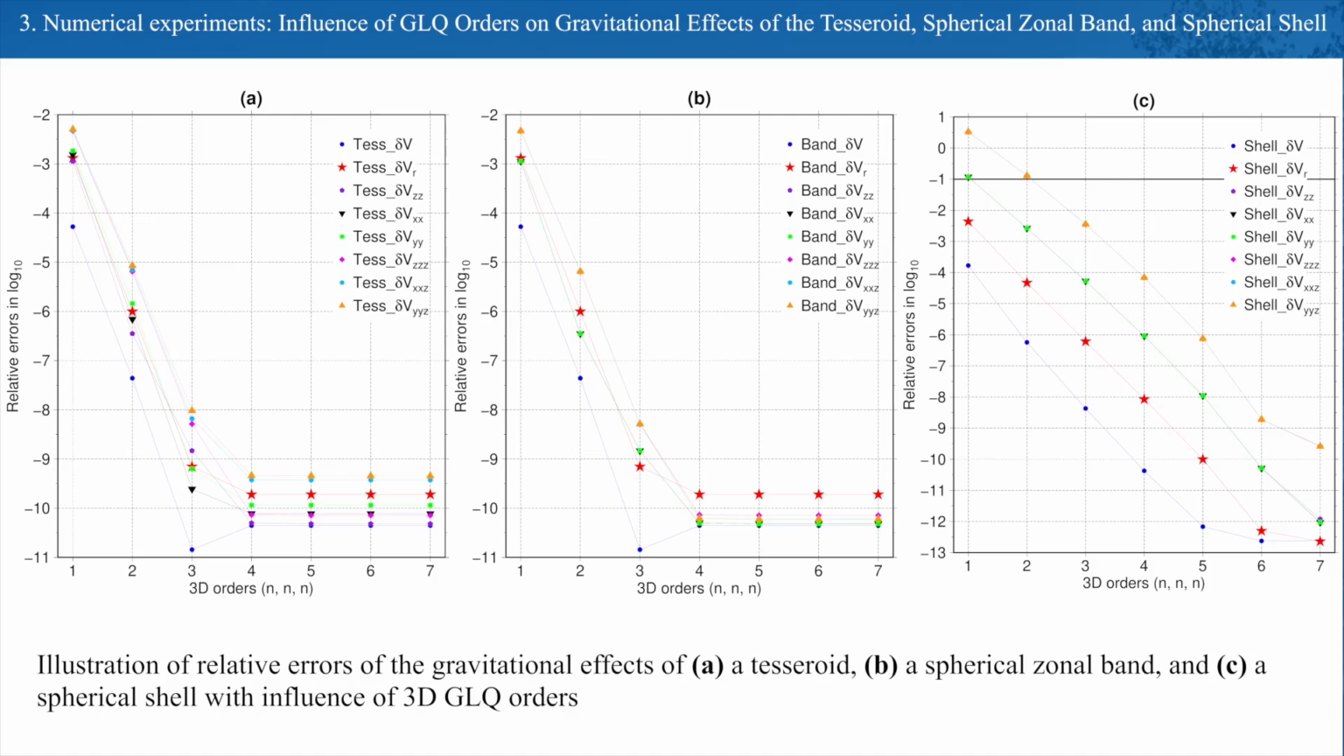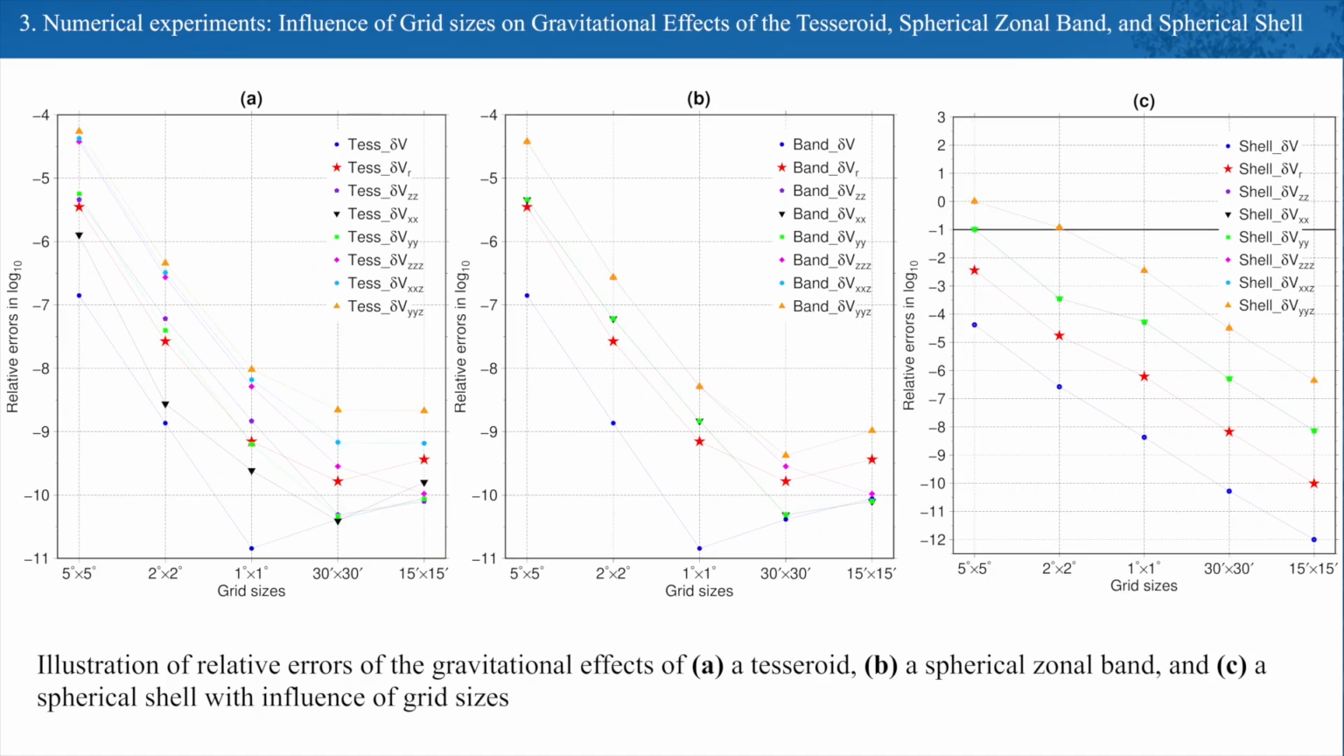In general, regarding the gravitational effect of the single tesseroid and spherical zonal band, as the 3D GLQ orders increase, the relative errors decrease and remain at a certain level. The relative errors of the gravitational effect of the spherical shell declined with the increased 3D GLQ orders.